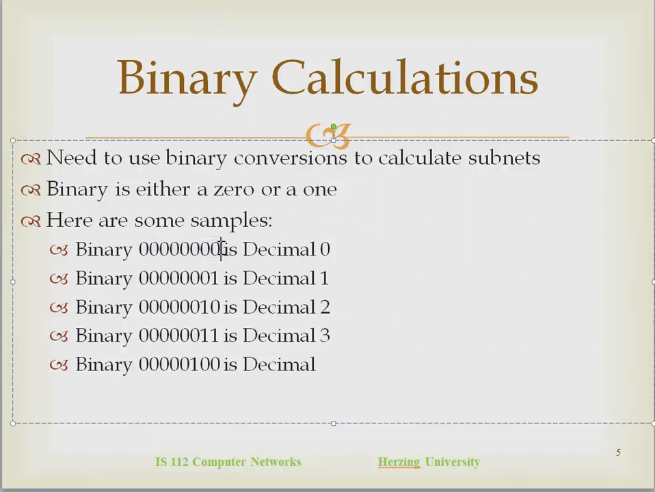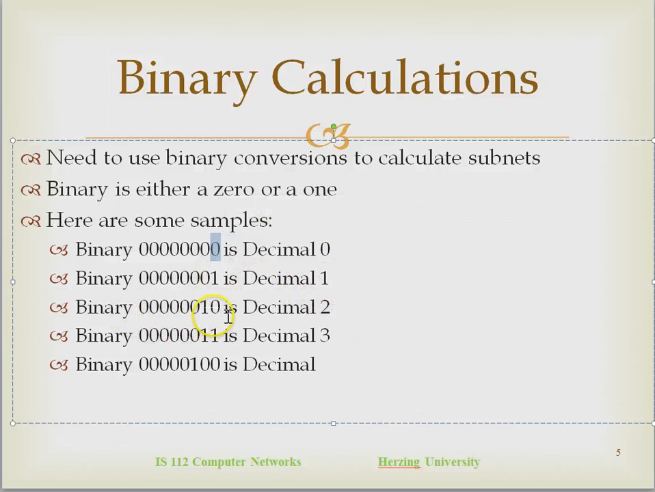In the rightmost position, that is 2 to the 0 power. 2 to the 0 power in decimal is equal to 1. If there's a 0 in this column, then that's equal to 0. If there's a 1 in this column, since it's 2 to the 0, the decimal value is 1.